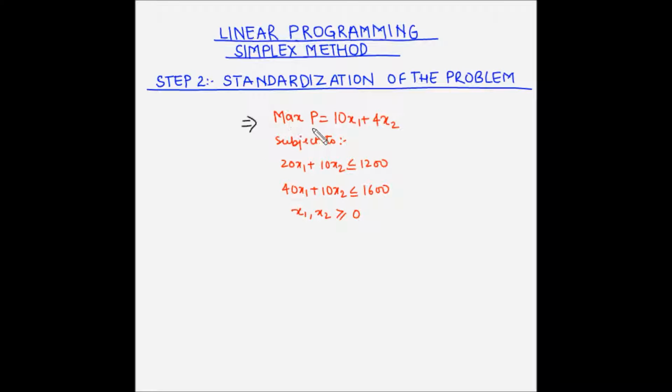So we have to maximize P equals 10x1 plus 4x2, subject to the constraints 20x1 plus 10x2 is less than or equal to 1200, 40x1 plus 10x2 is less than or equal to 1600, and x1 and x2 are greater than or equal to 0. Now as you can see, these constraints have these inequalities, less than or equal to.